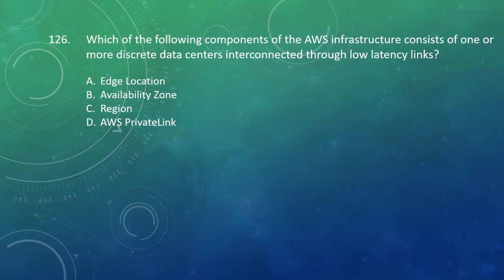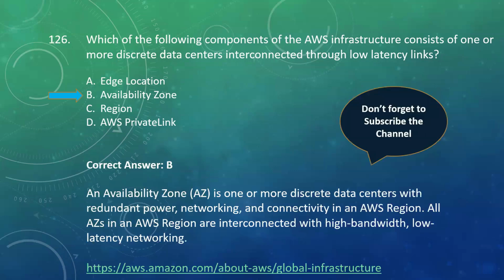Which of the following components of AWS infrastructure consists of one or more discrete data centers interconnected through low latency links? Your options are edge location, availability zone, region, AWS PrivateLink. You do get such questions in the AWS Cloud Practitioner exam where the question is just a definition of a feature. And in this case, the question in itself is the definition of availability zone. So the correct answer is option B, availability zone.